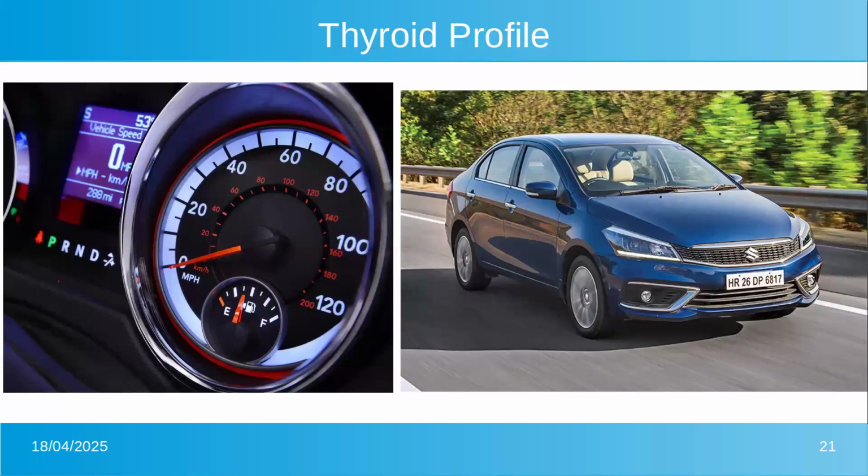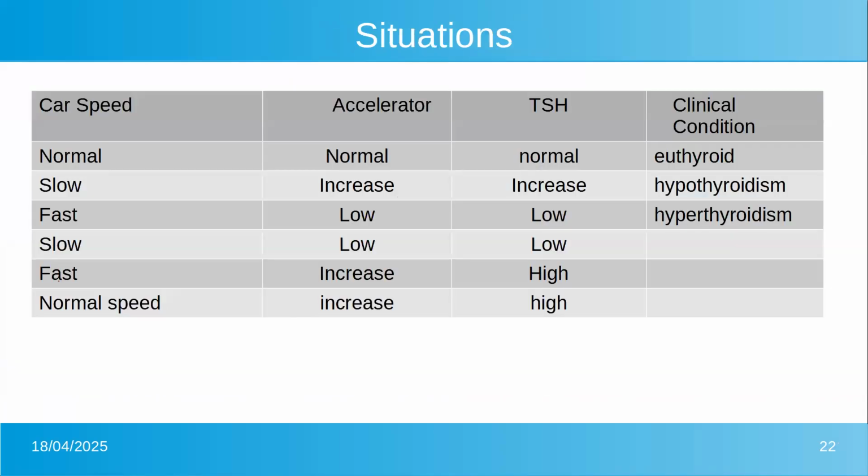Okay. The thyroid profile, I would try to explain it with an example of the speedometer of a car and driving a car. Now, let's assume that we have a car and for some reason the brakes are not working. So now let's look at it with the car speed and try to make some inferences. Since you don't have the brake, whatever the speed of the car is going to be, you're going to manipulate it with the accelerator, right?